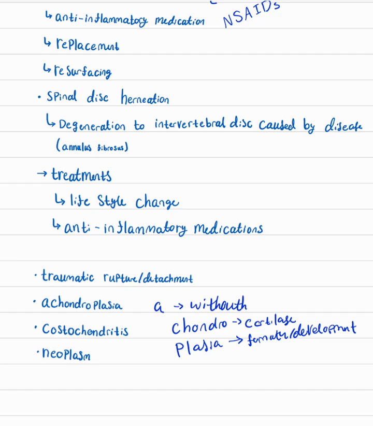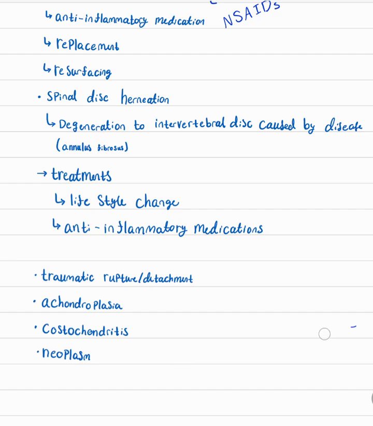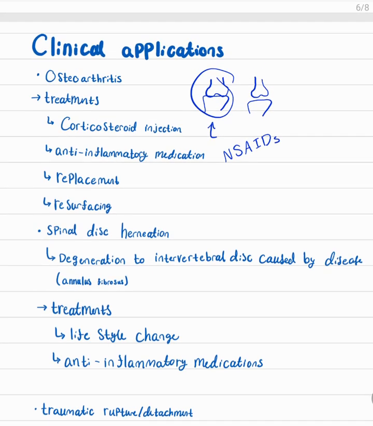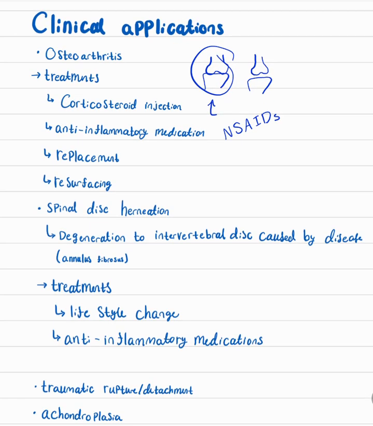You see this a lot with people with dwarfism, because the bones and the cartilage aren't forming correctly. And then you can have costochondritis or a neoplasm. We're not going to go super in depth with all those conditions, but just know that these are some conditions that can affect ligaments, tendons, cartilage, and so on.